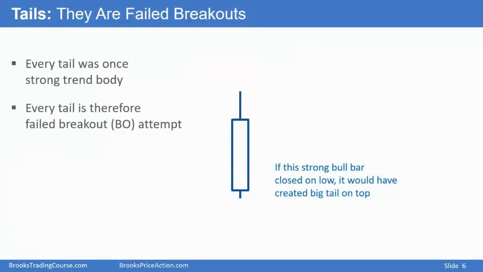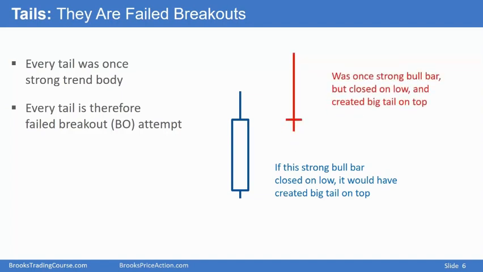Something to realize about tails is that every tail once was a strong bull body. When you look at this bar, at one point, this bar was that bar. At one point, the bar traded way up, and this bar only traded down to here. This bar also traded way up, but then traded all the way back down to the open. Every tail on the top of a bar is an attempt at a breakout that fails.